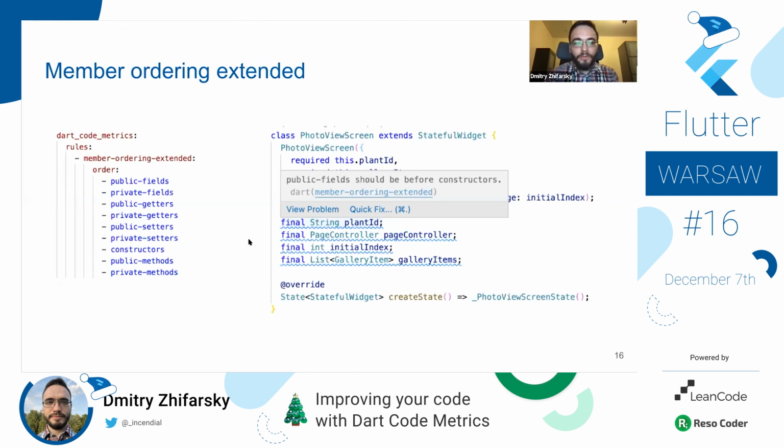Another great example of a configurable rule is member ordering. So in this example, you see on the left side there is a configuration for that rule, and on the right side how it will be displayed in VS Code, for example. Right now, it complains that variables should be before the constructors, but you can set up the config however you like. Again, we also support extended configs. That's why this rule is called extended. You can differentiate between late and final variables. You can differentiate between static methods, static fields, etc. You can order them separately.